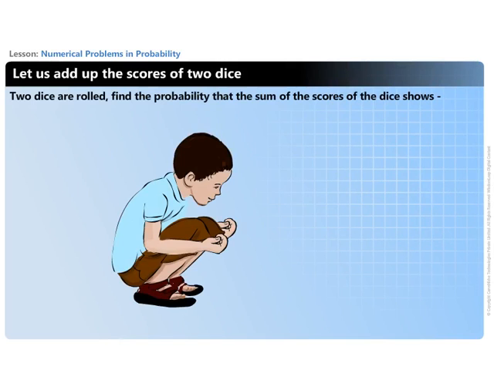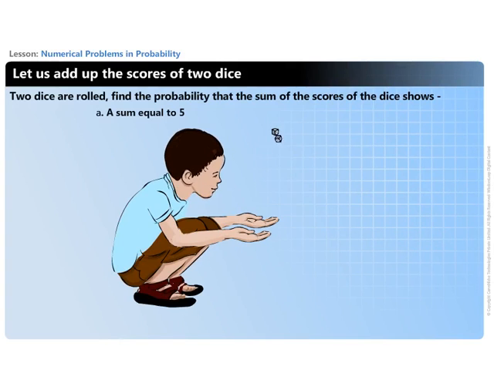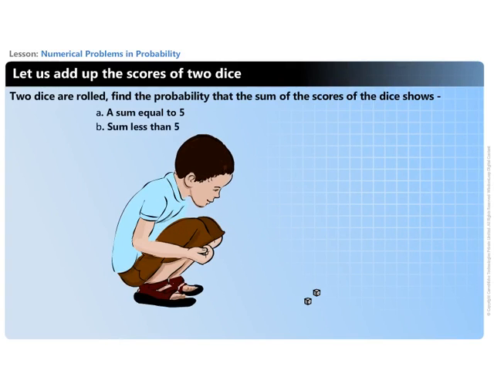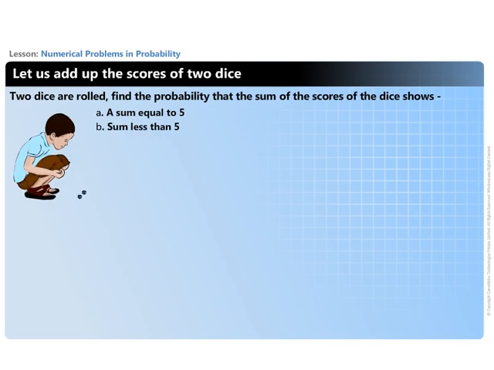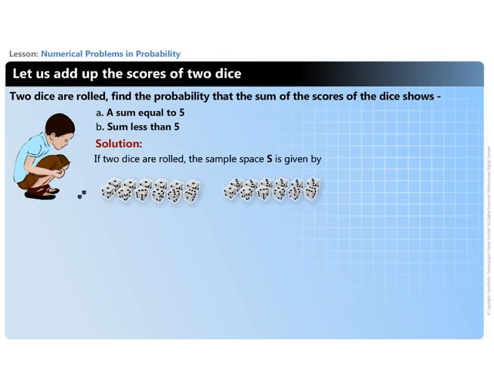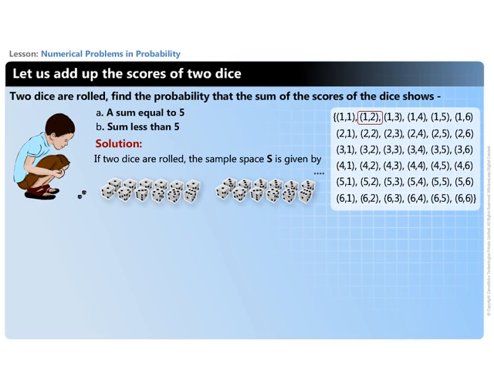2 dice are rolled. Find the probability that the sum of the scores of the dice shows A, a sum equal to 5 and B, a sum less than 5. If 2 dice are rolled, the sample space S is given by S = (1,1), (1,2), (1,3), (1,4), (1,5) and (1,6).